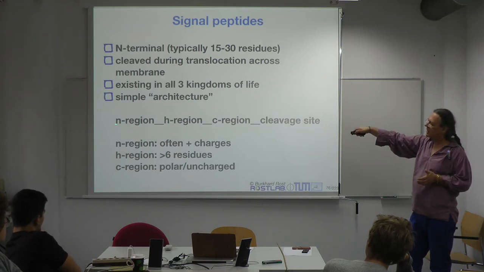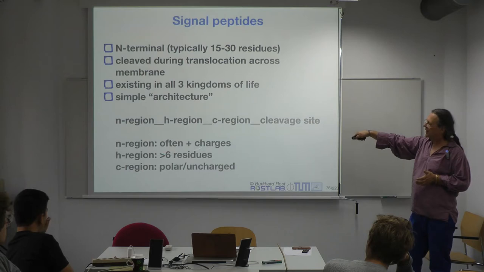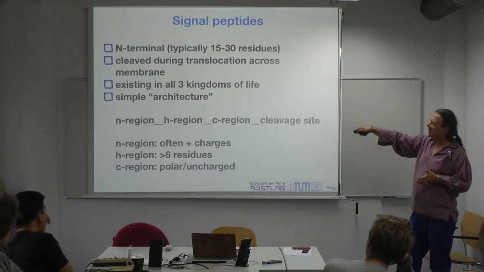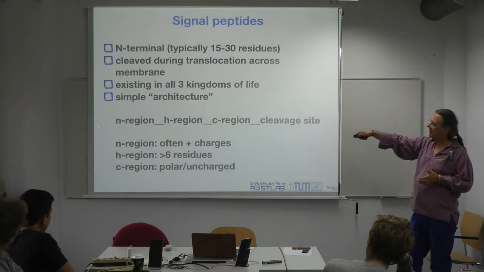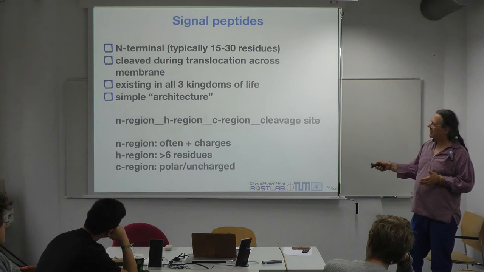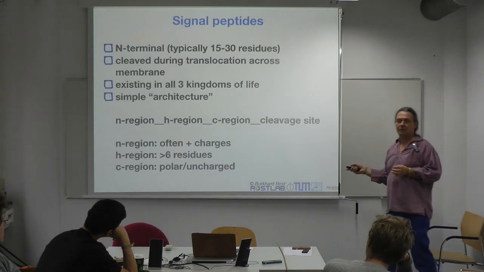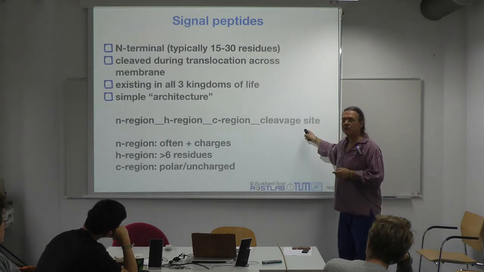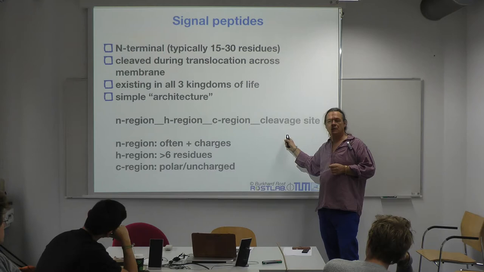The architecture is there's an N region with charge, often charged. H region is hydrophobic. The H stands for hydrophobic here. That's N-terminal at the beginning. Typically longer than six residues. There's a sort of cleavage region that's often polar and uncharged. And there's a cleavage site. Do you know what the cleavage site of a signal peptide is?